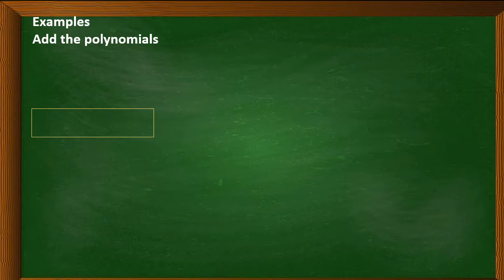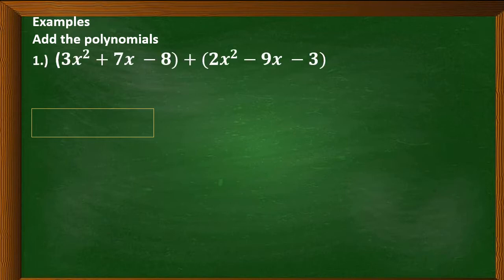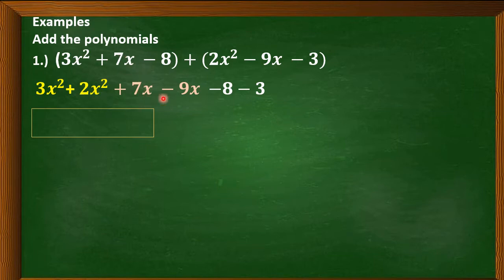Now let's have the first example. Quantity of 3x squared plus 7x minus 8 plus quantity of 2x squared minus 9x minus 3. So we're going to combine similar terms. The similar terms here are 3x squared and 2x squared. We also have 7x and negative 9x. And lastly, we have negative 8 and negative 3. If you have observed, terms that are similar have the same color.